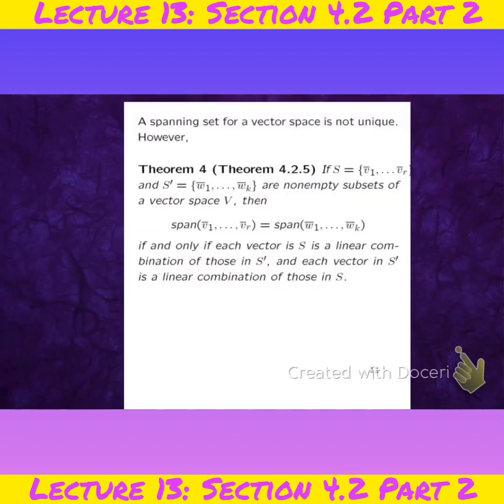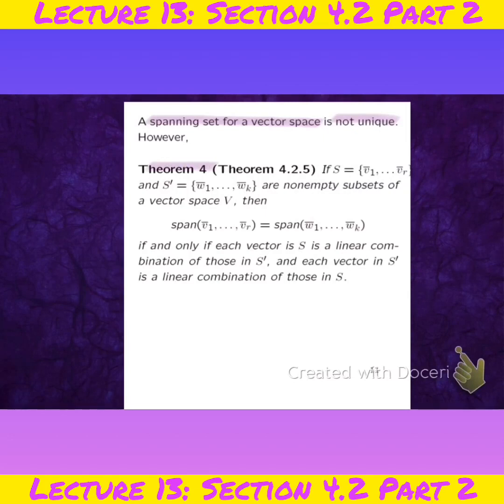All right, the next statement is: a spanning set for a vector space is not unique. What that means is you could get two or more different sets that span the same vector space. So it's not true that you're always going to get only one spanning set for a vector space. You could get many different spanning sets. We'll see later on in sections 4.3 and 4.4 examples of more than one spanning set.